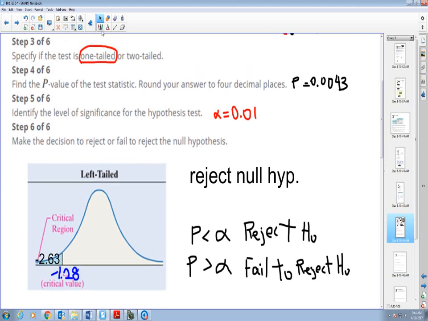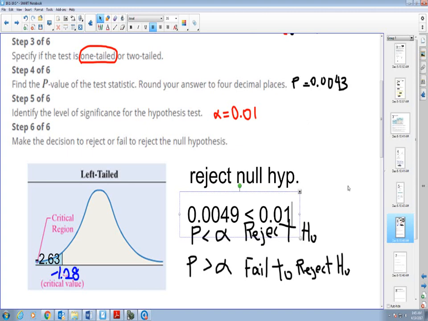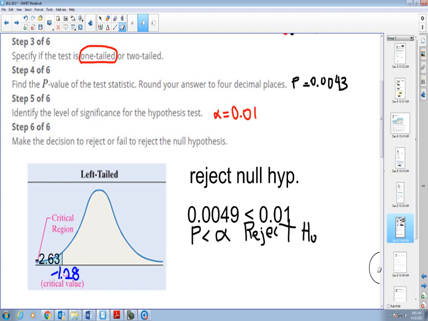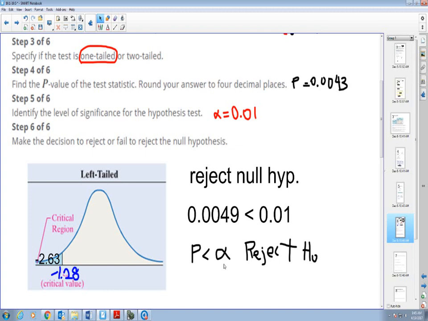0.0043. So is 0.0043 less than my alpha, which is 0.01? Is it true? Yes, it's true. So we reject. Same conclusion from either approach. This is smaller than that, so we reject. All right, and that's hypothesis testing.